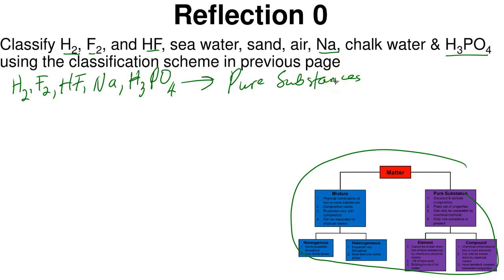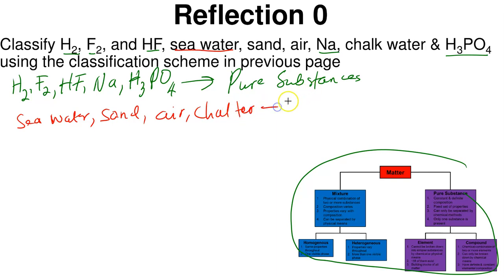Whereas on the other hand, we're going to classify the mixtures. I'm going to use a different color. To classify mixtures, seawater is definitely a mixture. Seawater is a mixture of different stuff. Sand, of course, is an obvious one. Air, the air we breathe, is a mixture of different gases. Chalk water too. These are all mixtures. So that's the broad classification.